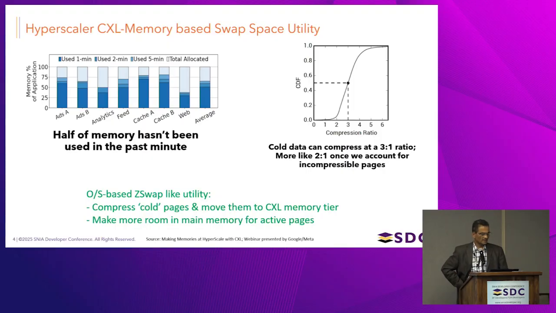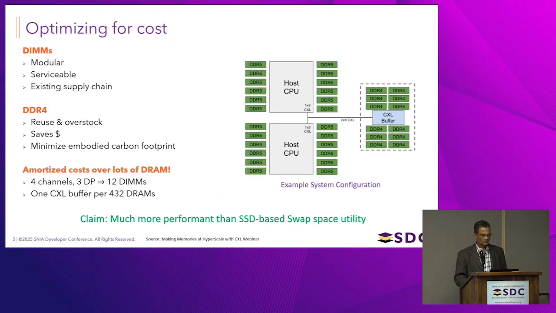And on top of that, they're using a compression technique, because they claim the cold data on average can compress 2:1. So before they send that cold page down to the CXL memory tier, they will compress it. And then the next slide shows how they save the cost of memory.